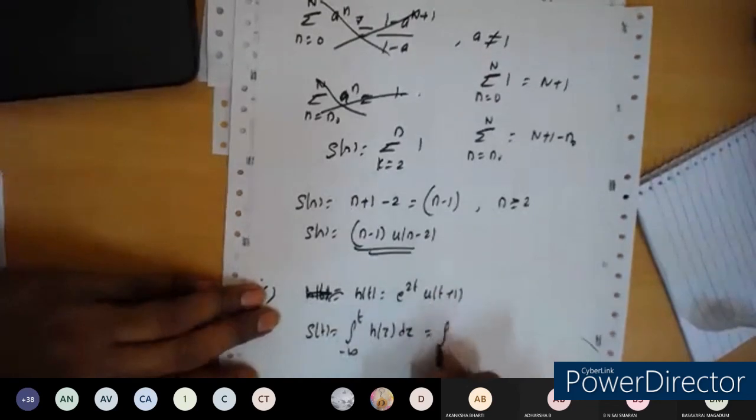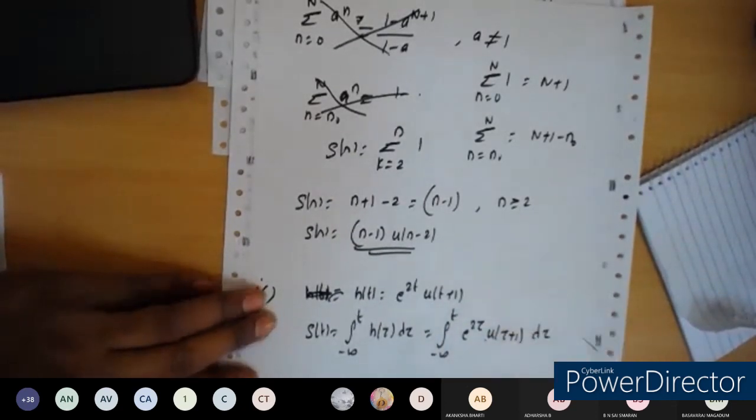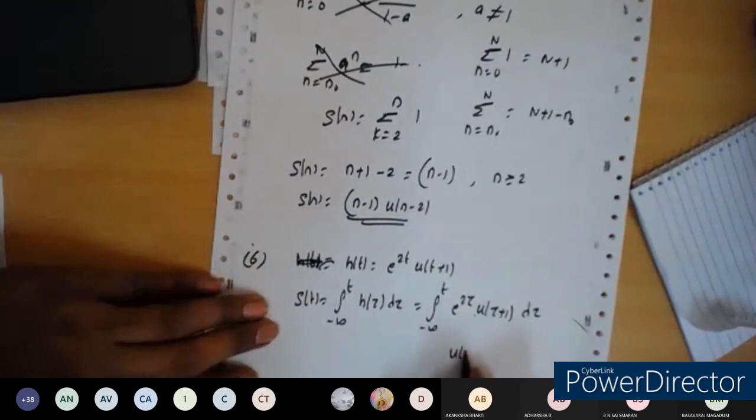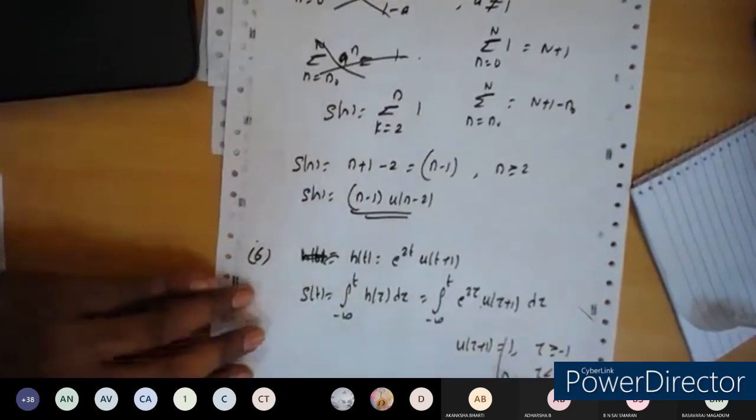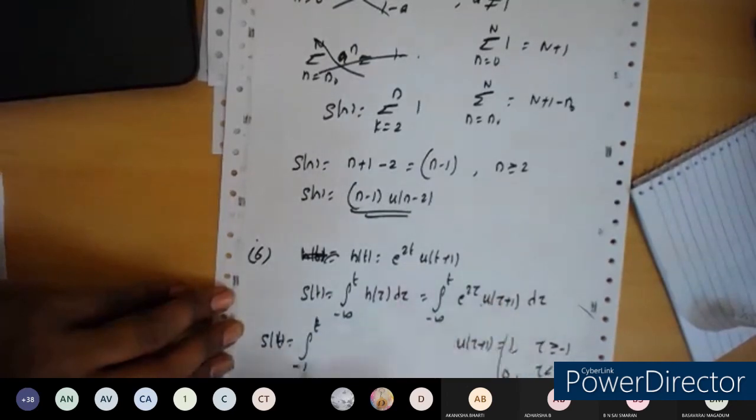Let us substitute for this one. Integral from minus infinity to t, e to the power of 2 tau into u of tau plus 1 into d tau. We know that u of tau plus 1 is equal to 1 for tau greater than or equal to minus 1, and 0 for tau less than minus 1. Accordingly we can change the lower limit here. Any doubts in this step response? It's a very simple concept. We evaluate the unit step function and reflect the same condition in the lower limit.